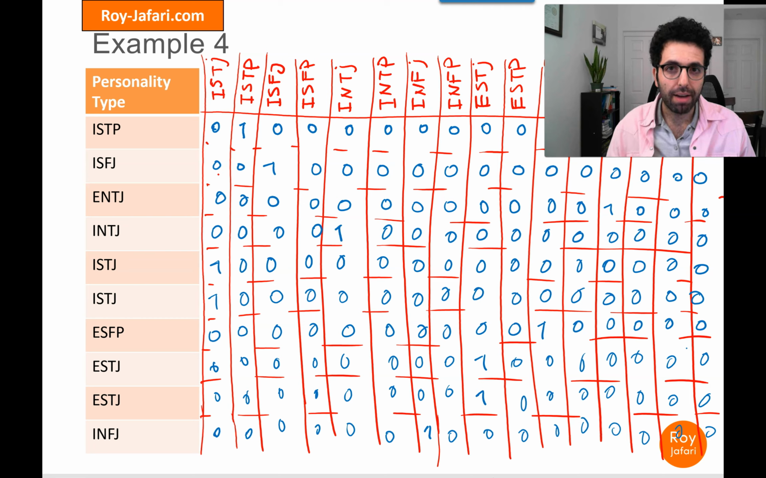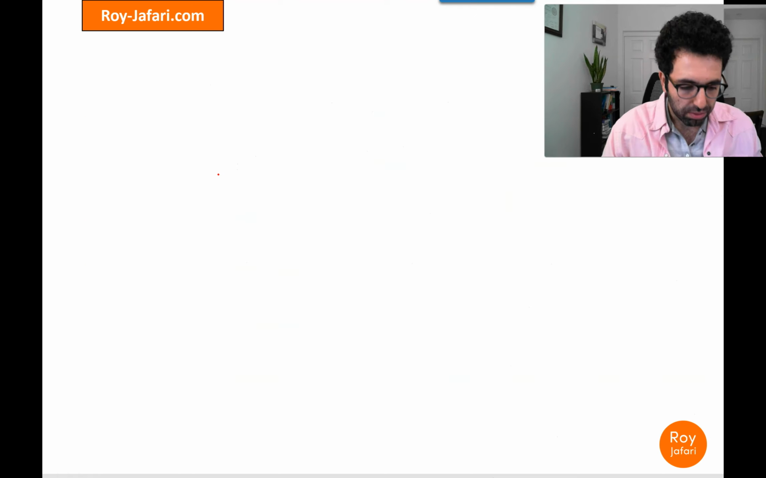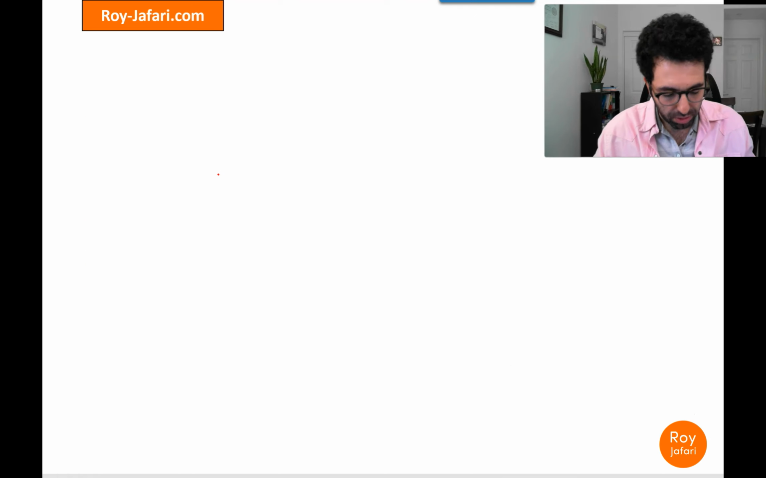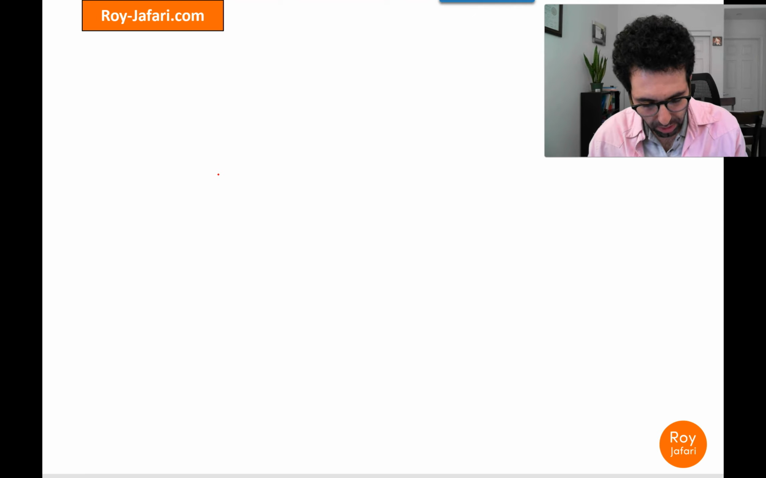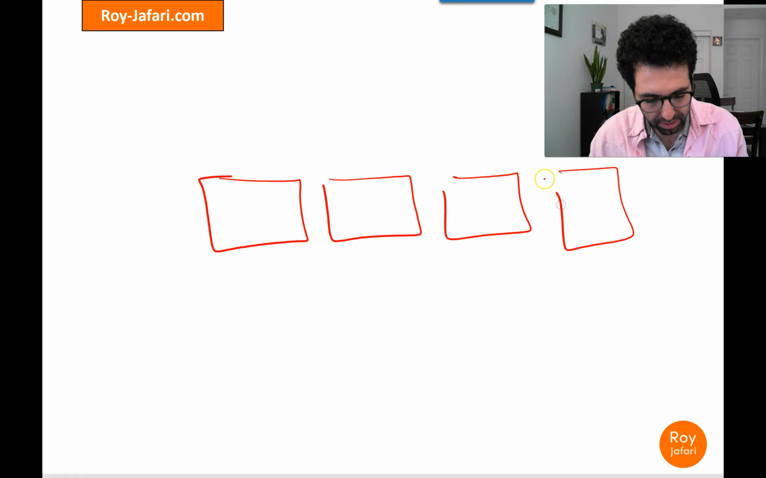And if you have a deeper understanding of these personality types, you could do this in different ways. So for instance, if you understand these 16 personality types, MBTI, they consist of 4 letters. And the first letter is either E or I, extroverted or introverted.